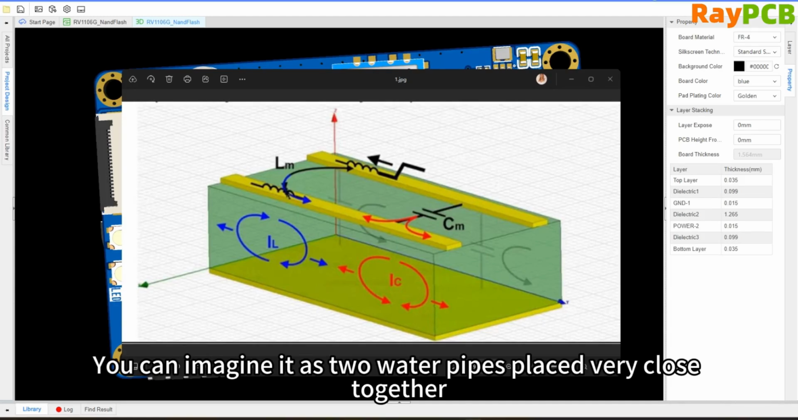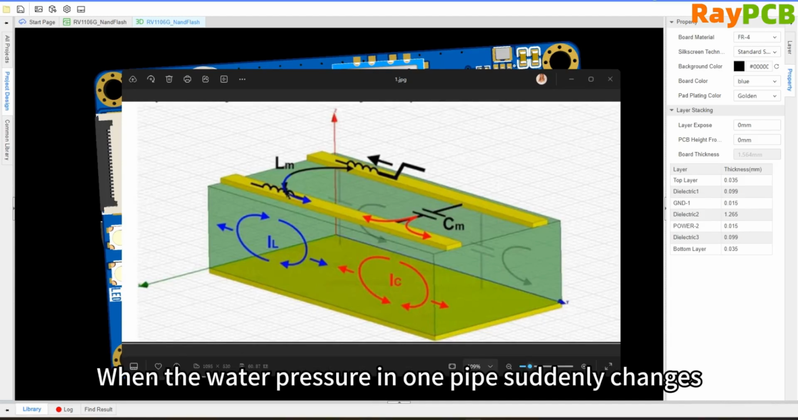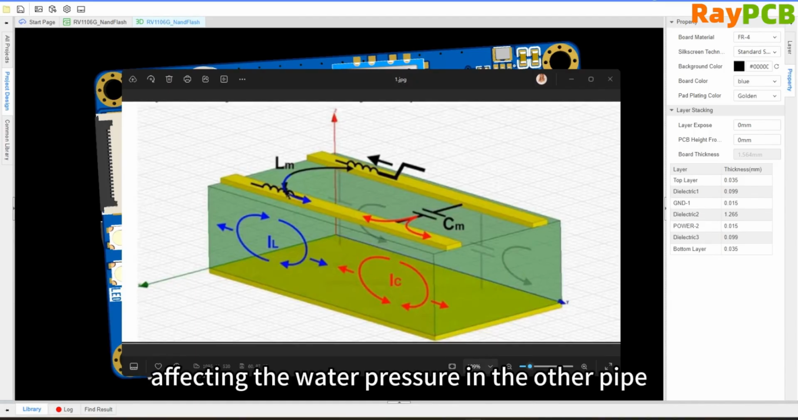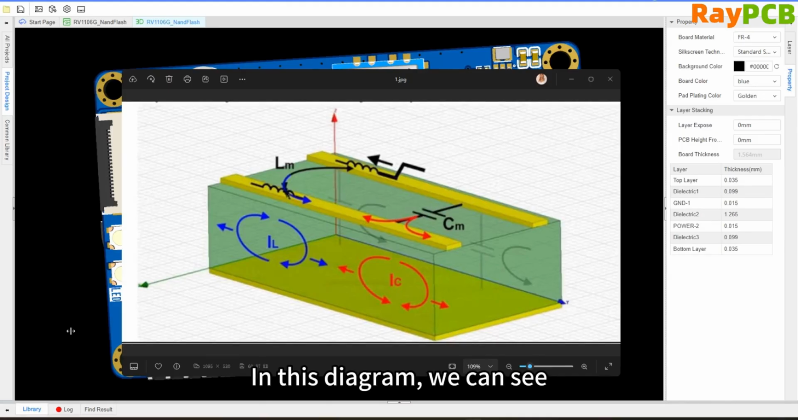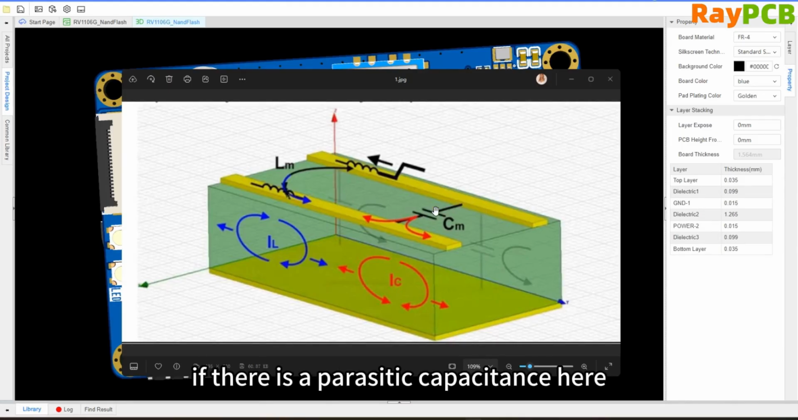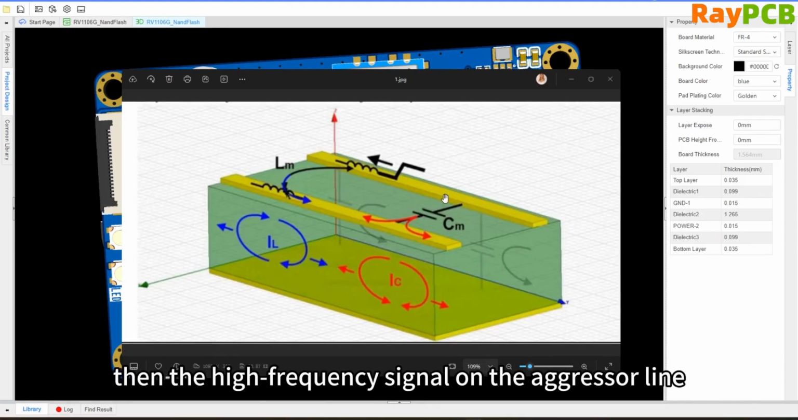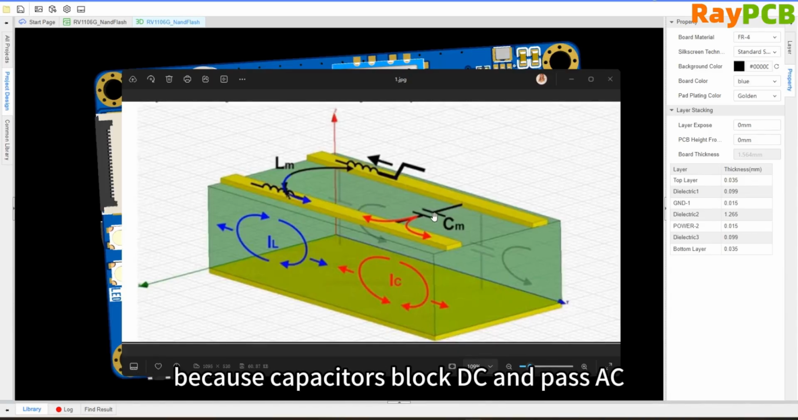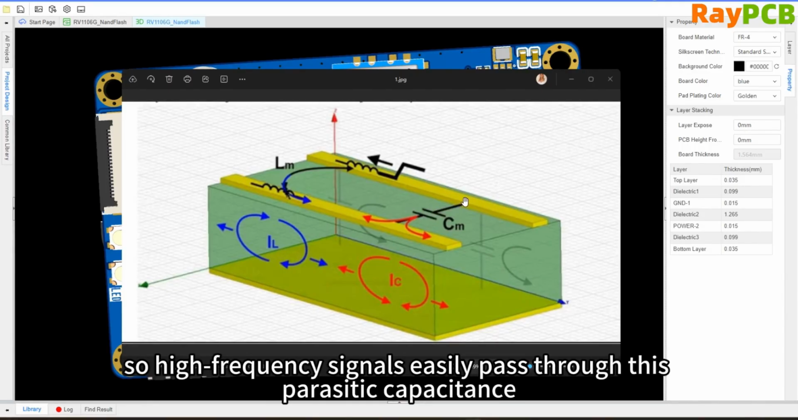You can imagine it like two water pipes placed very close together. If the water pressure in one pipe suddenly changes, the deformation of the pipe wall will affect the water pressure in the other pipe. In this illustration, we can see that if there is a parasitic capacitance here, then the high frequency signal on the aggressor line will be capacitively coupled and induce a signal onto the victim line. Because a capacitor blocks direct current but allows alternating current to pass, high frequency signals can easily pass through this parasitic capacitance.